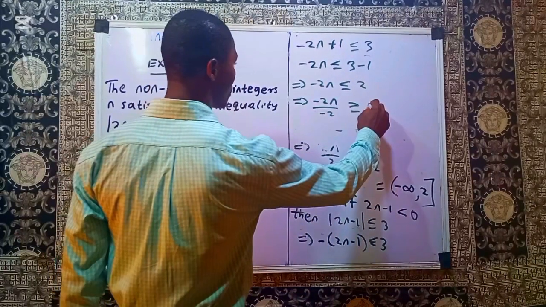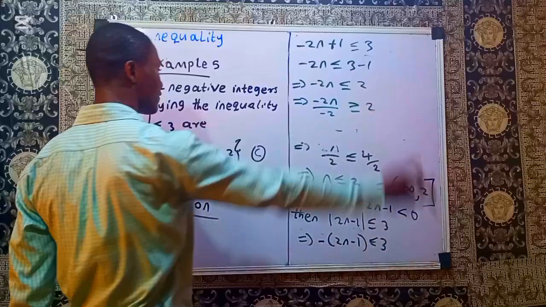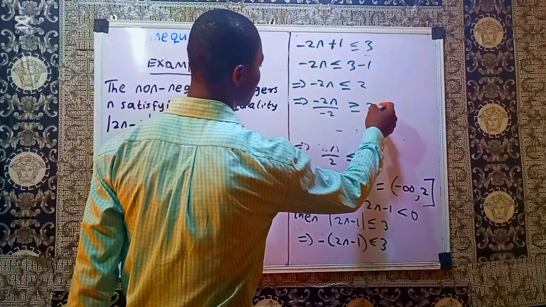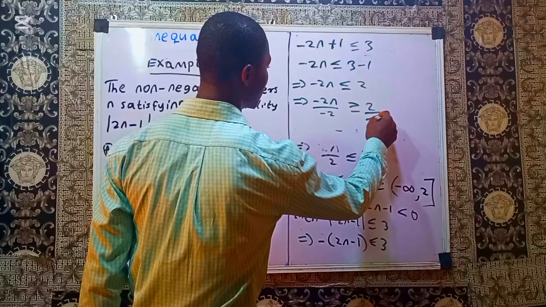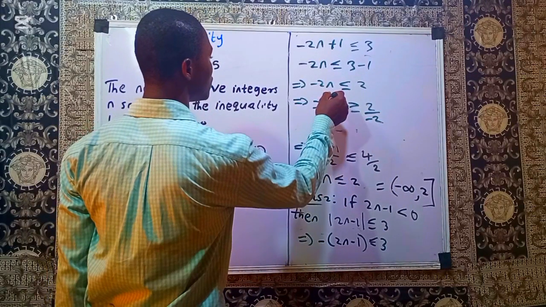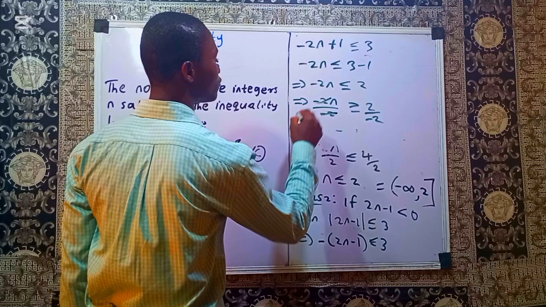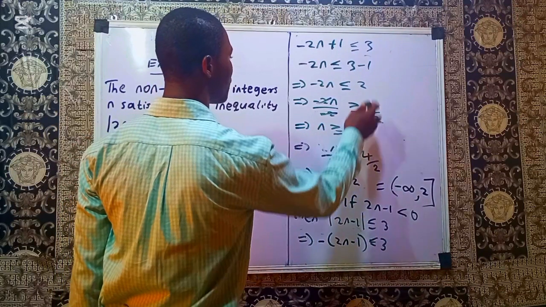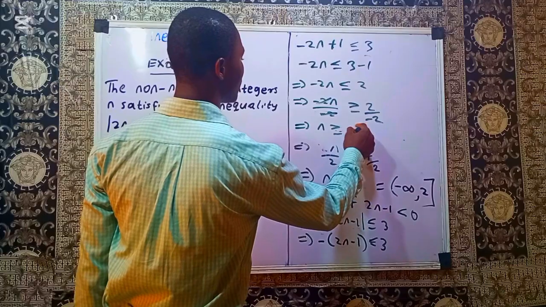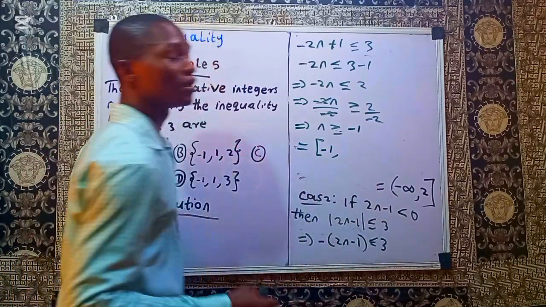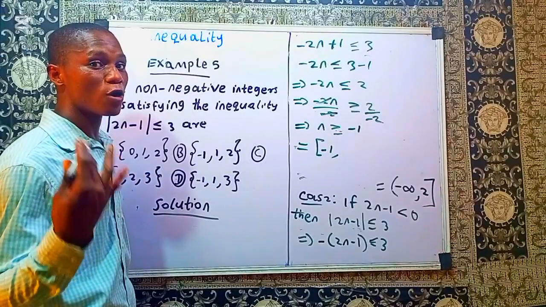So we are going to have what? 2 here, because that's what we have at the right hand side. We are going to have 2 divided by negative 2. So negative 2 divided by negative 2. What I have at the left will be n greater than or equal to negative 2 divided by positive 2. I'm going to have negative 1. So what is the result here? n is greater than or equal to negative 1.